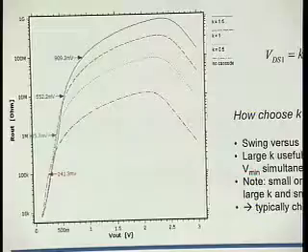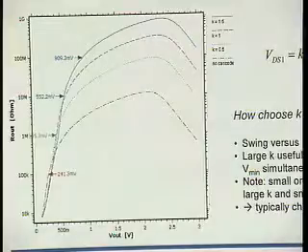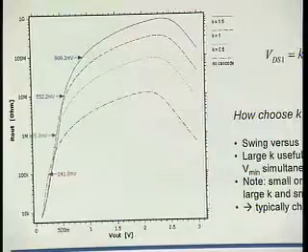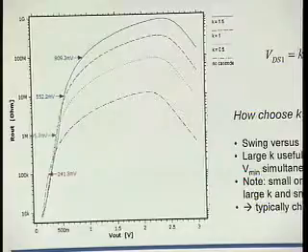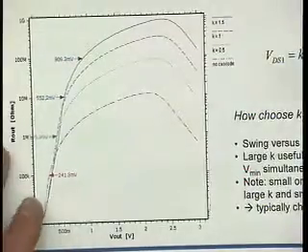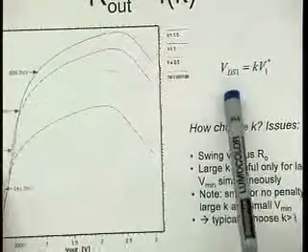In the good old days of the lambda and square law model, the answer was very easy. We needed VDsat across M1, and then it was in saturation. We got the best possible, incredibly high output resistance. Now we know that that's not true, and so we have to make some kind of a trade-off there.